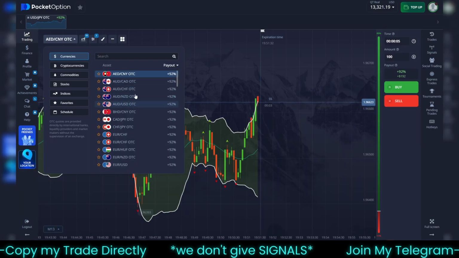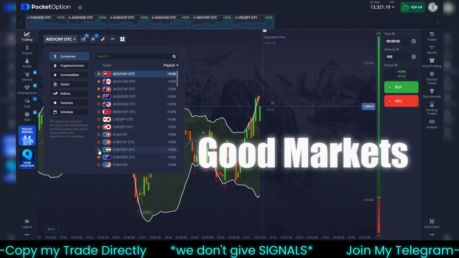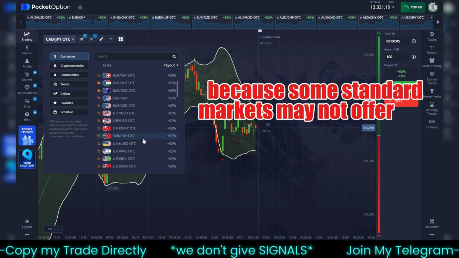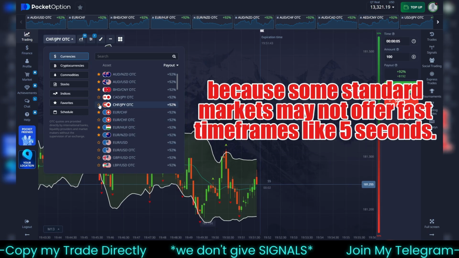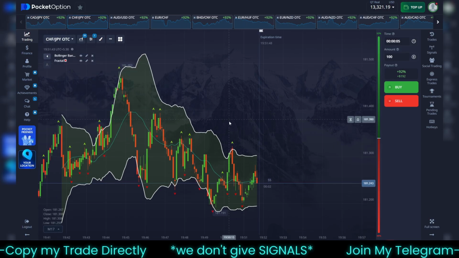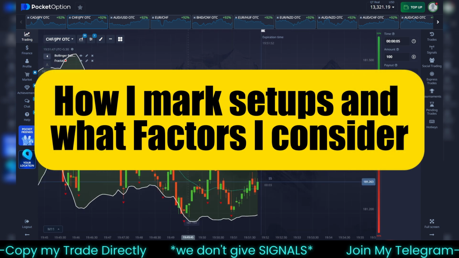Now the very important part is to select some good return markets. I am selecting OTC markets because some standard markets may not offer fast time frames, like 5 seconds, so that's why I select OTC markets with a good percentage. Let me now show you how I marked setups and what factors I consider.